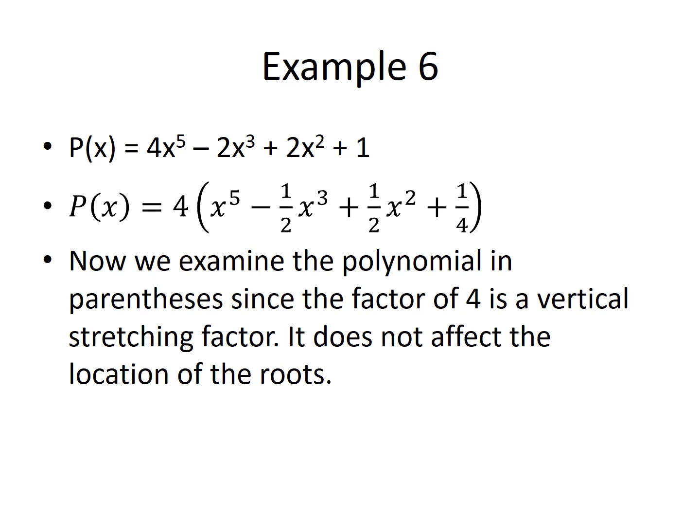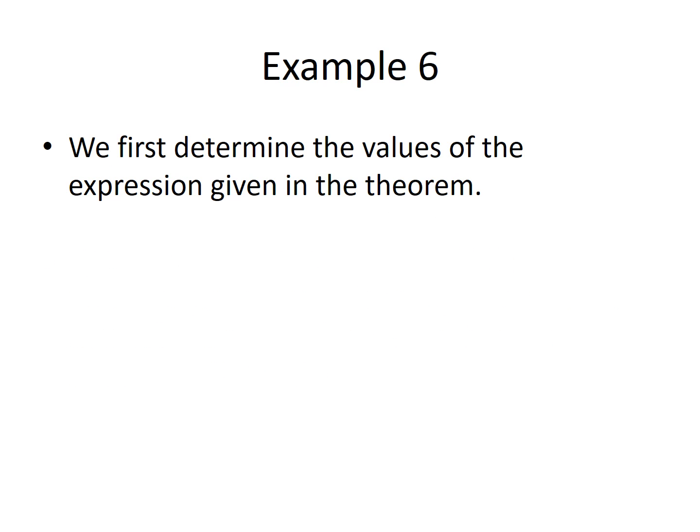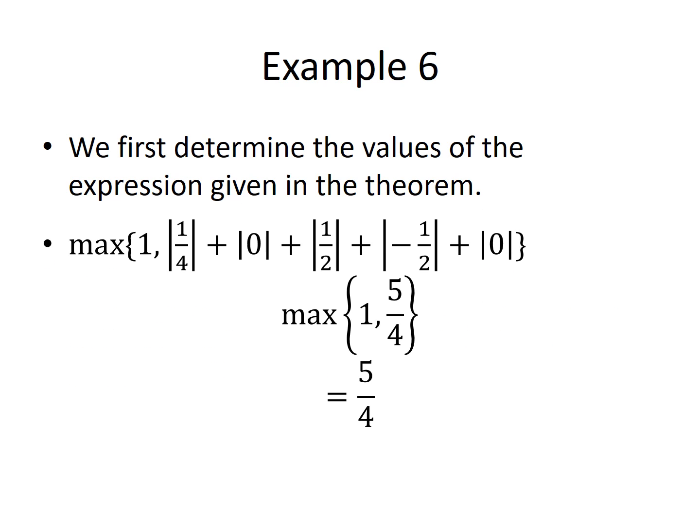Now we may examine the polynomial in parentheses, and this is true because the 4 is merely a vertical stretching factor, and it does not affect the location of the roots itself. We first determine the values of the expression given in the theorem. So here we have the maximum of 1, or the sum of the absolute value of the coefficients: 1/4 plus 0 plus 1/2 plus absolute value of negative 1/2 plus 0. Add those all up, and you get the maximum value of either 1 or 5/4. And of course that is 5/4.